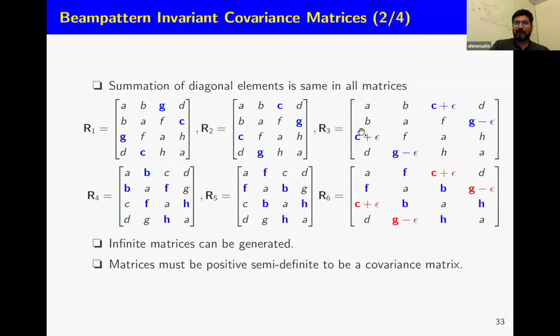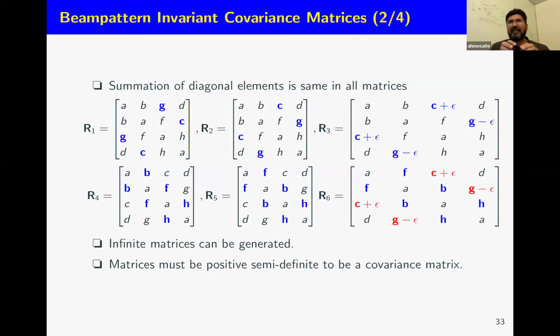Now, if you add these two, it will be C plus G. It will remain C plus G, whatever value you select for epsilon. The summation will remain the same. If the summation is the same, the beam pattern will not change. This way we can embed our information in covariance matrices.